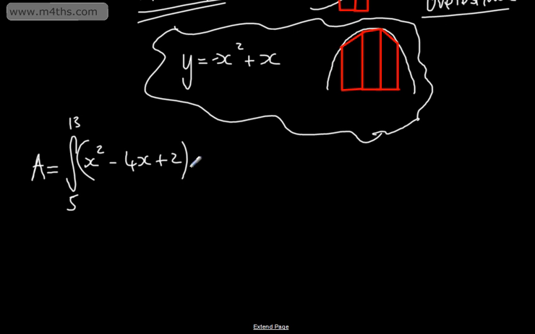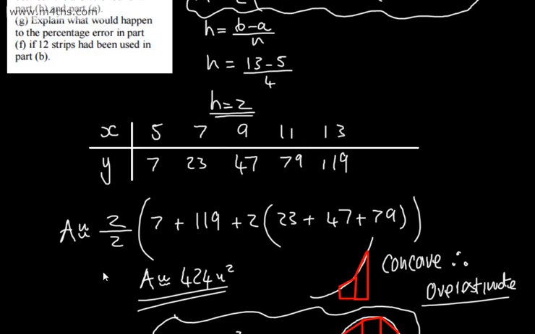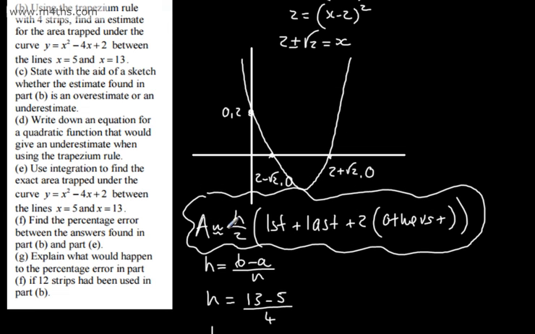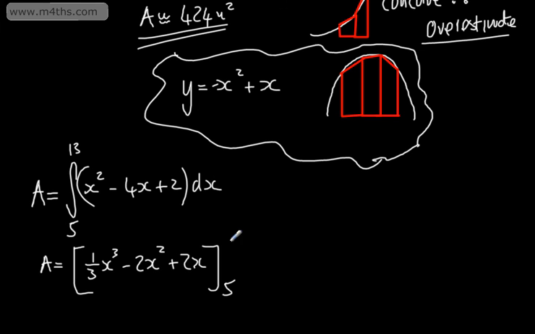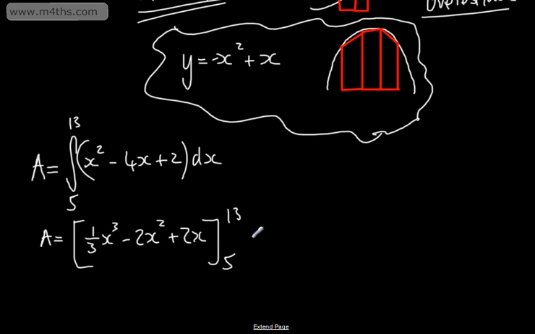We've seen that using a definite integral will give us the exact area trapped under the curve between these two limits, and we looked at that in the last unit. So all I'm going to do is go ahead and integrate this, so we can say now that the area will be equal to, integrating x squared is 1/3 x cubed, integrating negative 4x will be, now we take away 2x squared plus 2x, and we're interested in this now from 5 to 13.